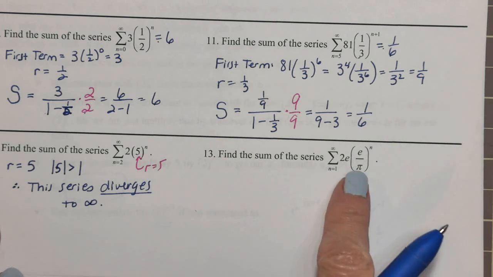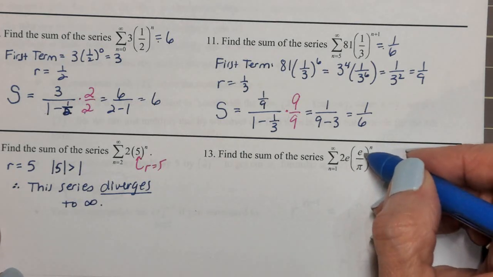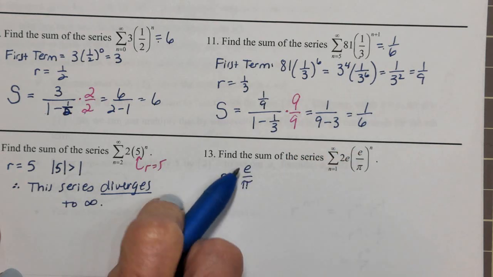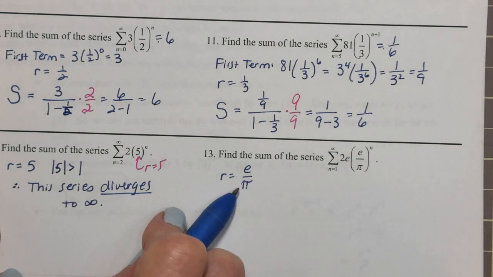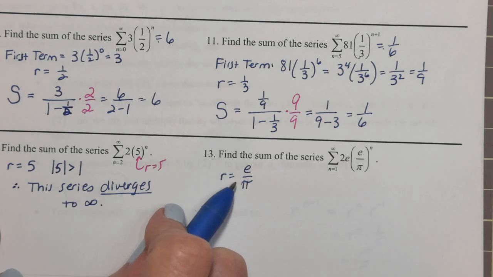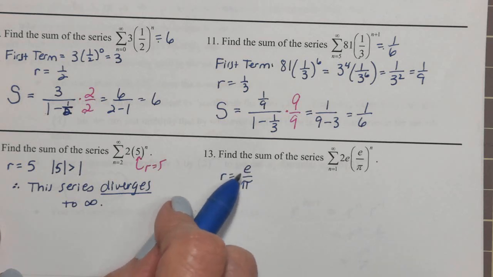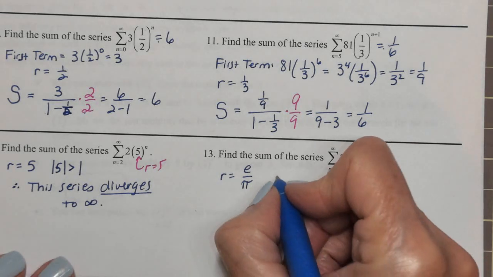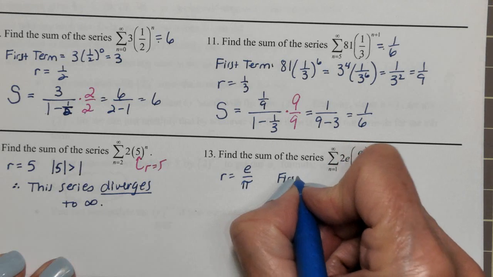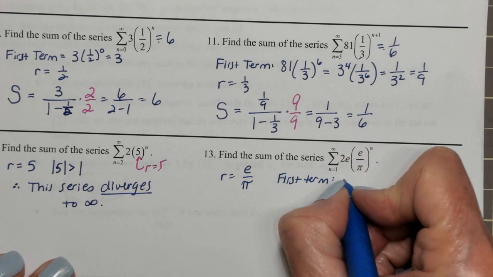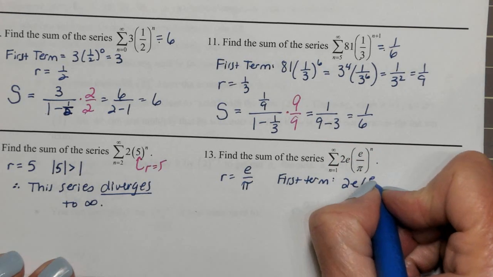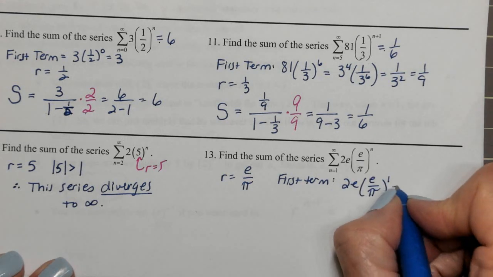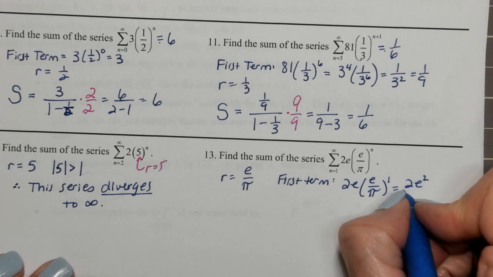Okay, for the next one, I see that our r is e over pi. E is 2 point something, pi is 3 point something. So this is less than 1. So we are good with moving forward and finding the sum. What is our first term? Well, our first term is 2e times e over pi to the first power. That is 2e squared over pi.